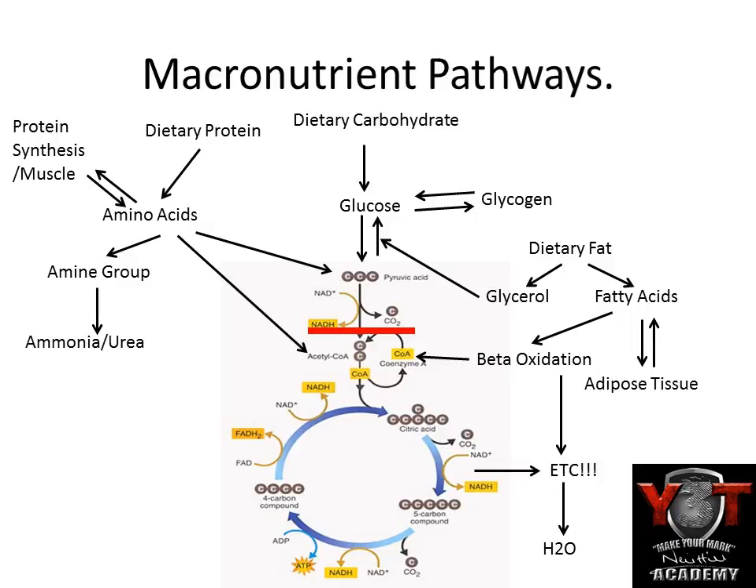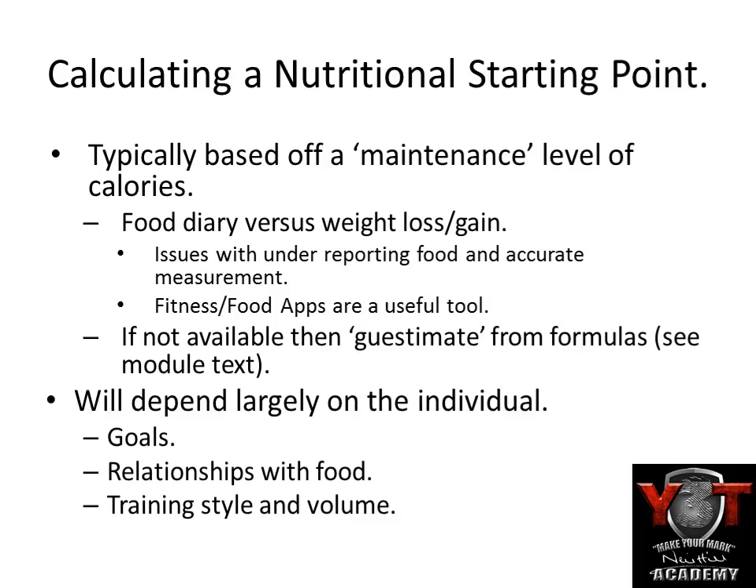And now we're going to move on to something a bit more practical to actually help you with clients or your own diets, and we're going to talk about calculating a nutritional starting point. Now by this I mean there's a few things we need to consider. One, in terms of a pyramid of importance, is calorie intake, which is then followed by macronutrient intake, and then things like feeding timing and so on and so forth.